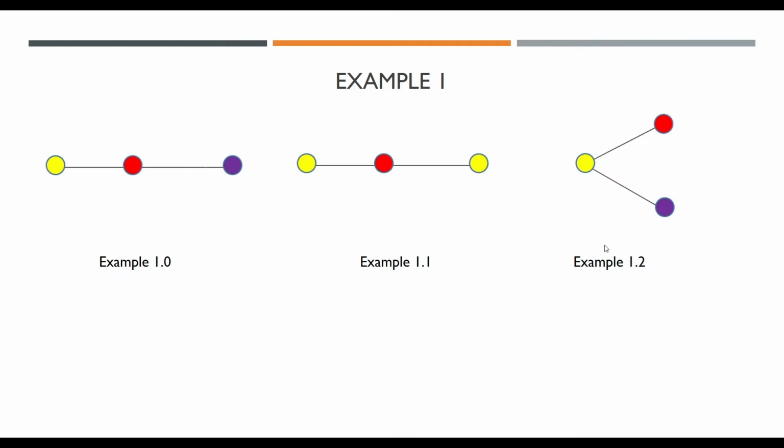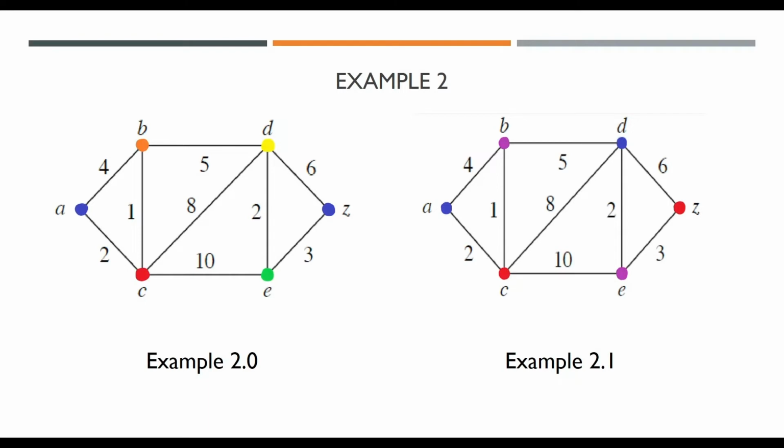And in example 1.2, there is a line that connects those two vertices to the first vertex. This is why they cannot be the same color, since the line makes them adjacent to each other. This is example 2. As we can see in example 2.0, we assign a different color to each vertex, since the rule is that each vertex cannot be the same color.